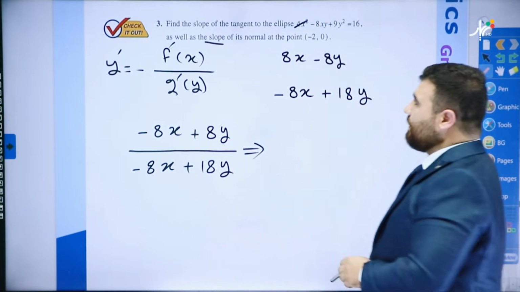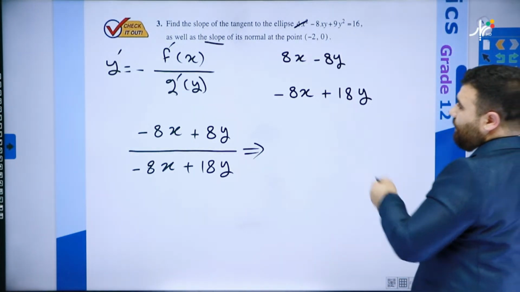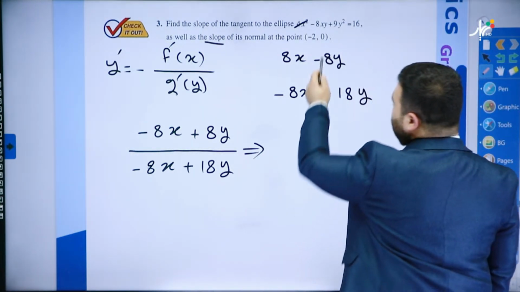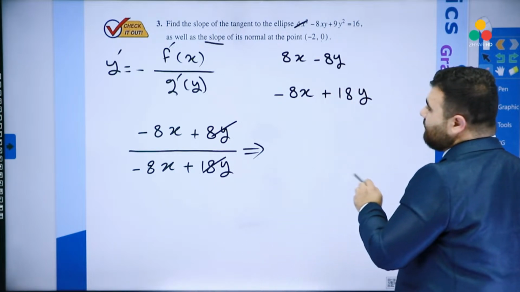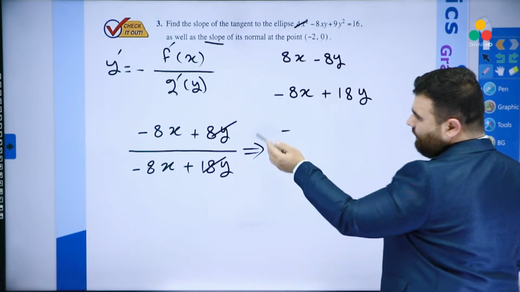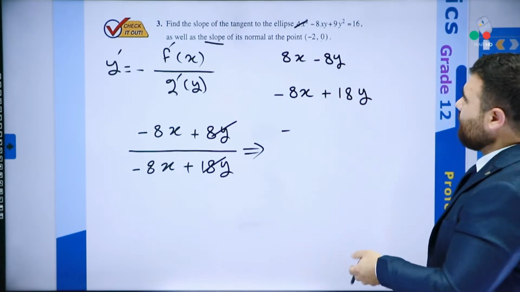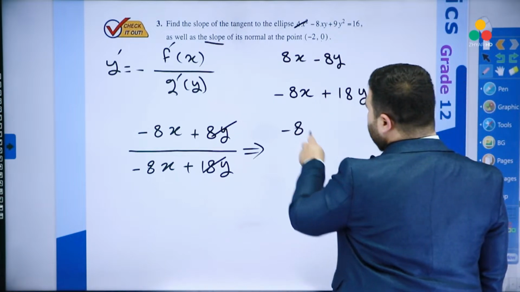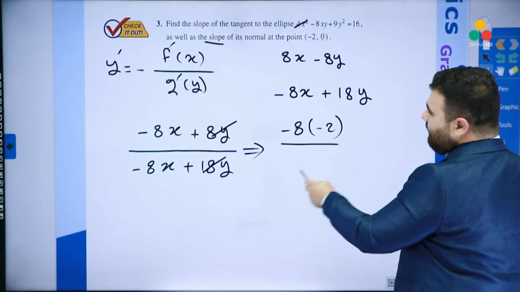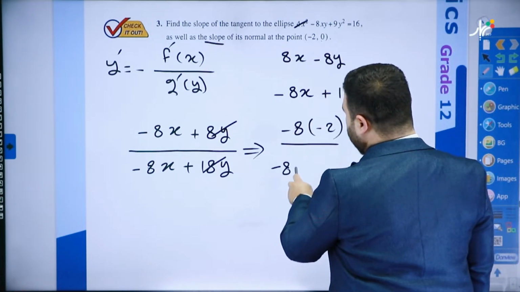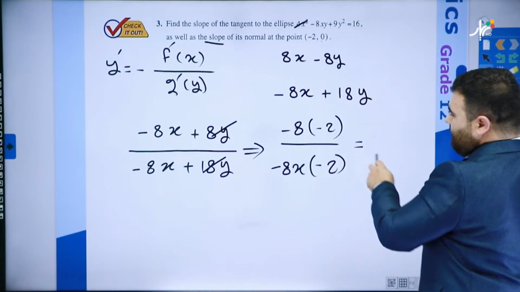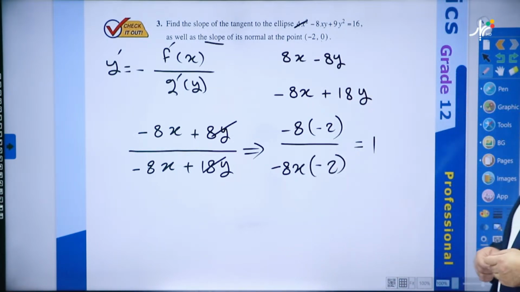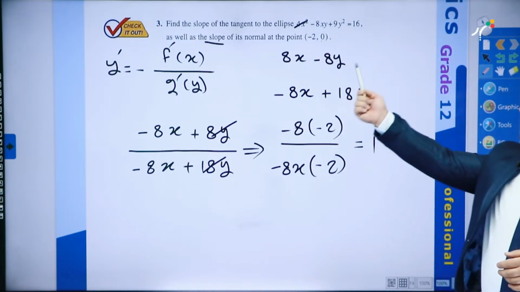Replacing the values of x and y here, luckily y is 0, then if y is 0, this will be 0, this will be 0. What's remaining is negative 8 over negative 8x. It will be 1, but let's do it. Negative 8 times negative 2 up, and down is also negative 8 times negative 2. The answer is 1. The slope of this ellipse at this point is 1.